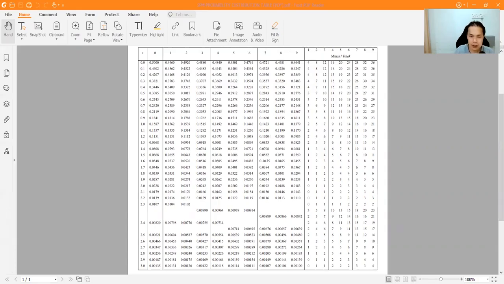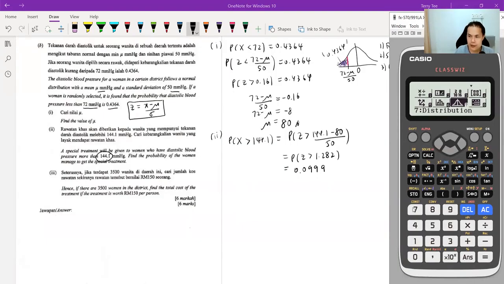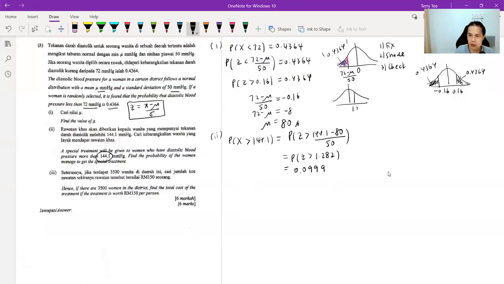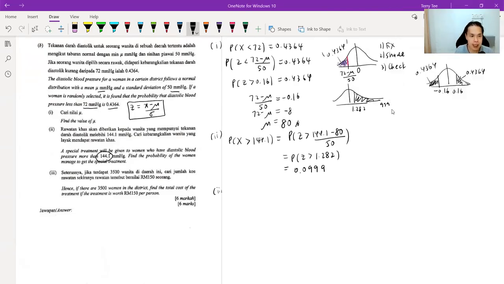Okay, so yeah, what if you have this calculator? Well, on this calculator, you press mode 7, go to number 2, normal CD. Now here your lower is 1.282. Remember, this 1.282 is over here. Your upper limit is infinity. We normally write 999. It goes all the way to infinity, right? So you put 1.282, upper 999, then your answer. Yeah, same value. Hence, this answer is correct.